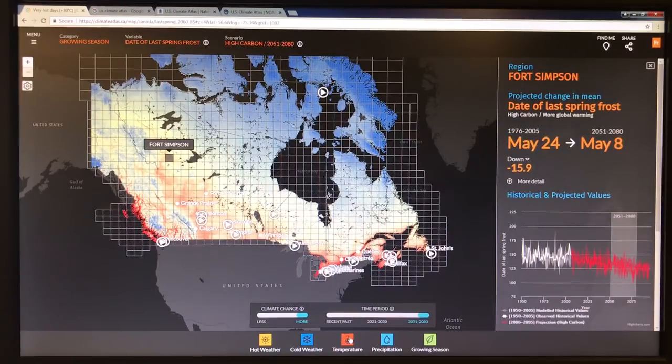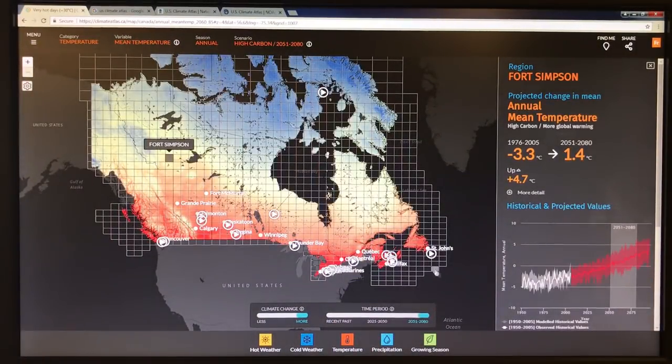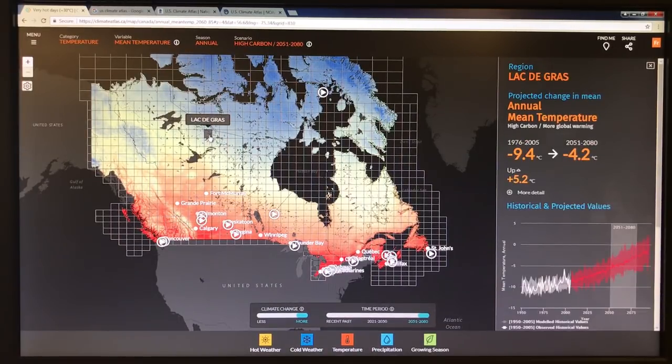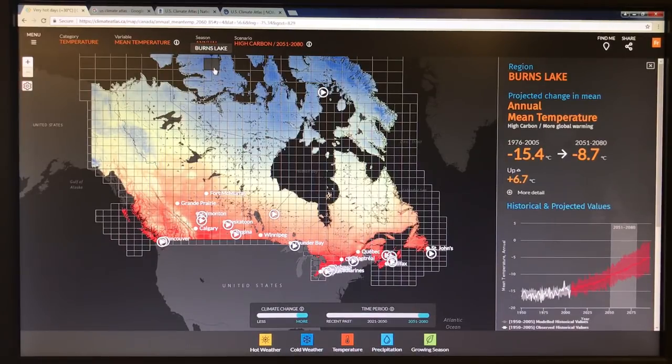One of the things we can also look at is, for example, mean annual temperature. Going back to Ottawa, a rise of 4.3 degrees Celsius. Let's come up here, 5.2 degrees Celsius. Let's go up here, 5.8. So you can clearly see that as you go to higher and higher latitudes, the warming accelerates. I've talked a lot about Arctic temperature amplification, and that fits right in there.